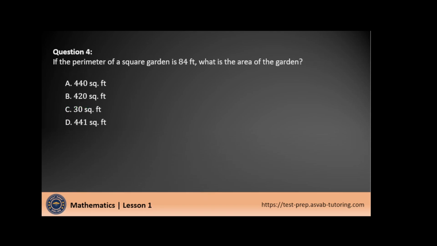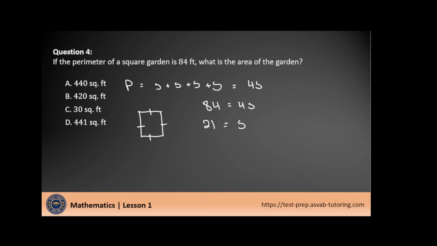Question 4, if the perimeter of a square garden is 84 feet, what is the area of the garden? The perimeter of a square garden, or of a square in general, is just going to be side plus side plus side plus side, right? Because the definition of a square is that each of these sides are equal. We can rewrite that as 4s. The perimeter they gave us as 84, so we have 84 equals 4s. Divide both sides by 4, we'll get 21 equals s.